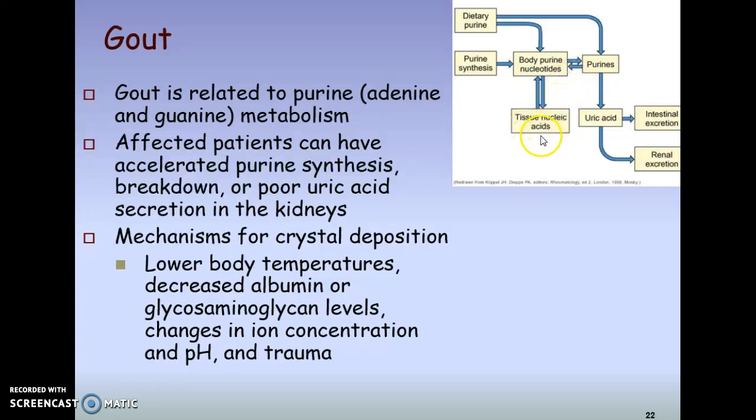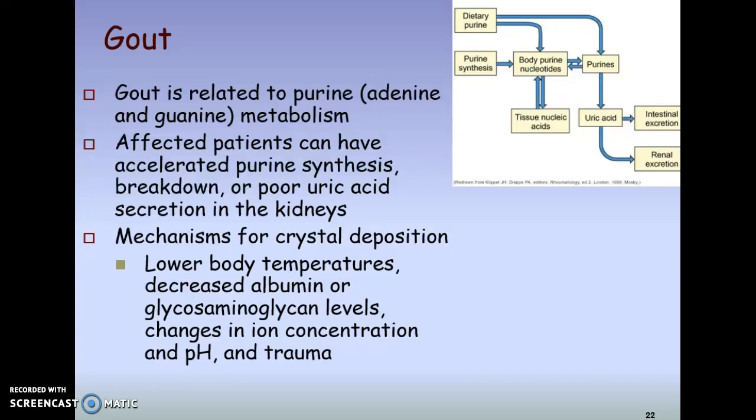All right, you have tissue nucleic acids, and the body purine nucleotides will produce purines. You have dietary purines. The purines get broken down into uric acid, and so there should be intestinal excretion and renal excretion. All right, but if this process goes awry, then that uric acid stays inside of your body. So you can have accelerated purine synthesis, breakdown, or decreased uric acid secretion.